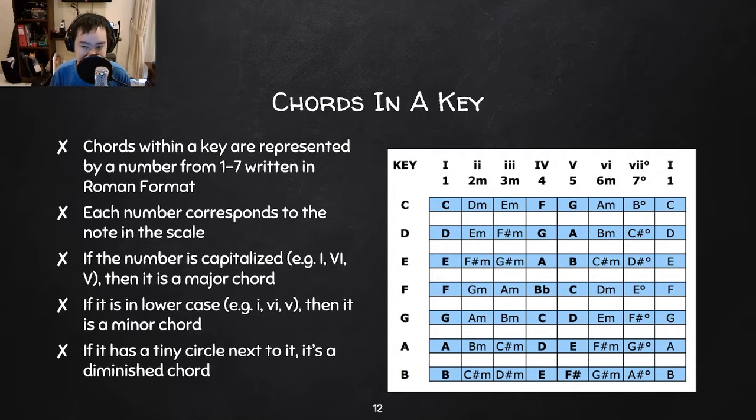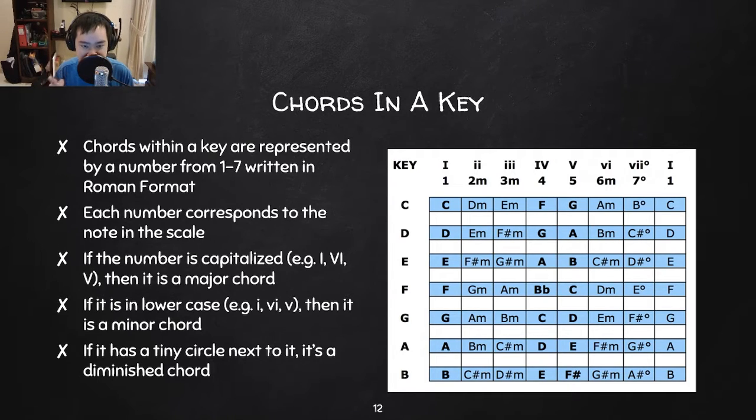You can do this with any key. So for example, here on the screen right now, you have D. So D is the first note, E, F sharp, G, A, B, C. And that's going to be the way you write it. Okay, so now you know. Each number corresponds to the note in the key. So number 1 corresponds to the first, second to the second, 3 to the third. Really simple. Got it? Cool.